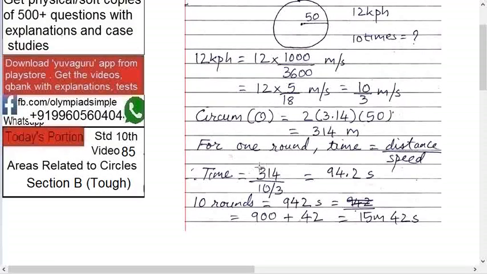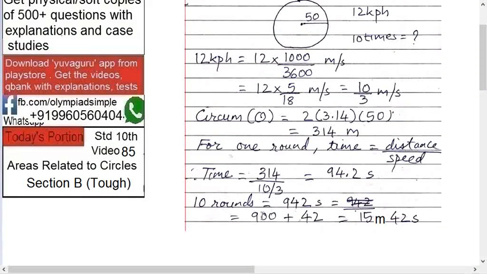So 3 goes up, 314 into 3 upon 10. So it becomes 942 divided by 10, 94.2 seconds. So this is the time for one round. So 10 rounds means what? It was 94.2 seconds for one round. So for 10 rounds it will be into 10. So 942 seconds. What is 942 seconds in terms of minutes and seconds?